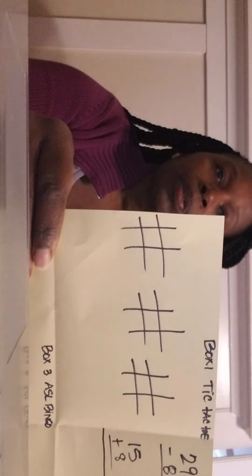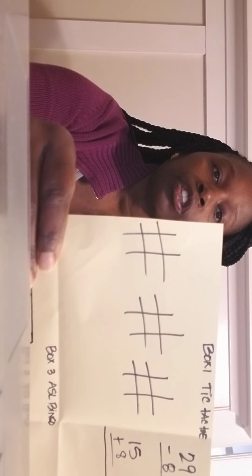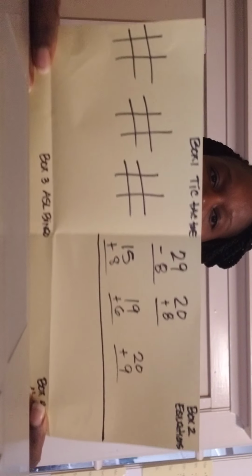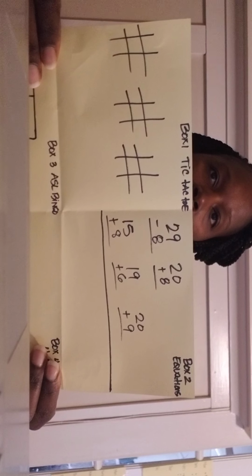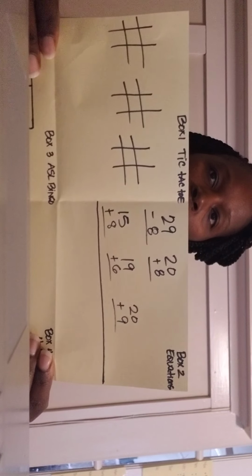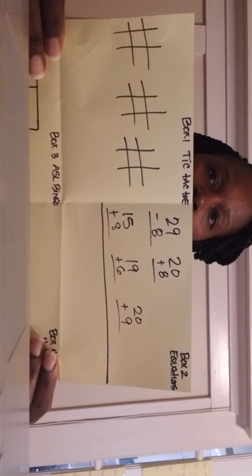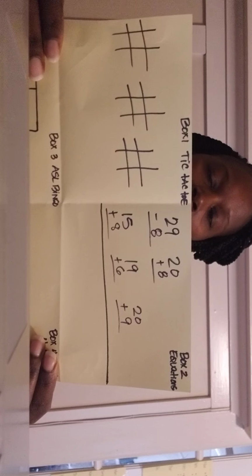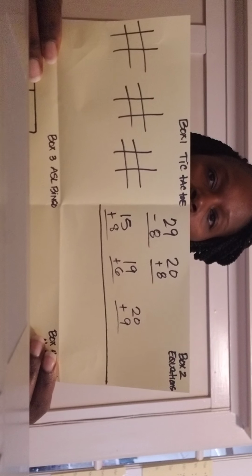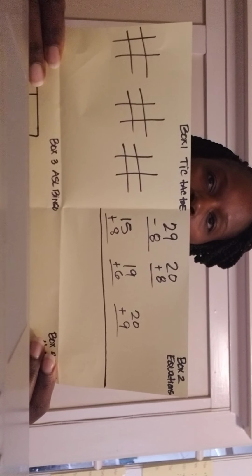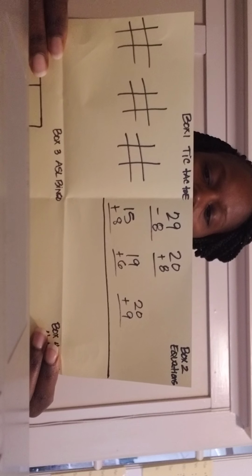Okay, so basically my box one would look like this. I have 3 tic-tac-toe boards ready to go. My box two, you should have written out 5 equations that you prepared to assign to your partners, and then leaving a space that you will receive information from your language lab partners.